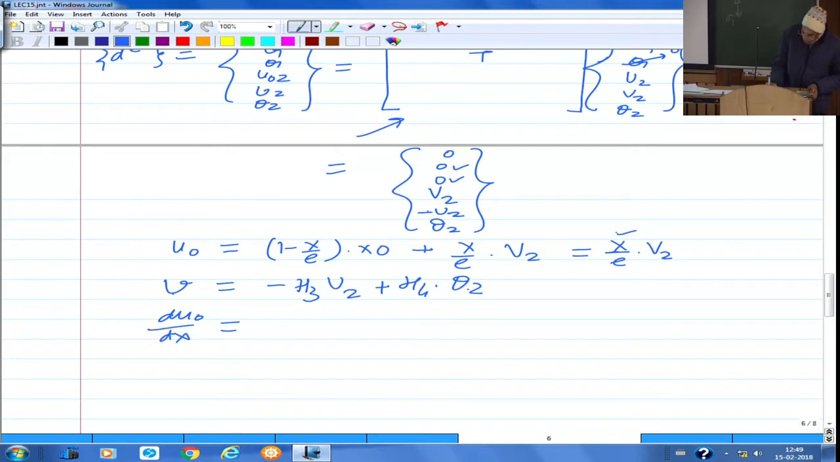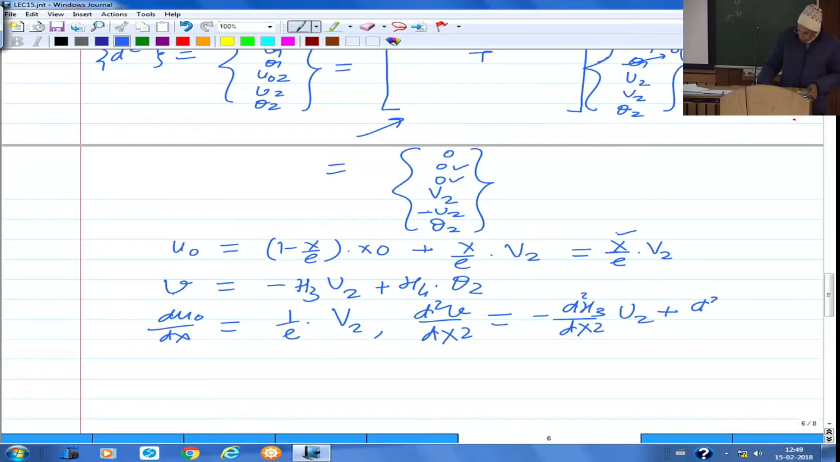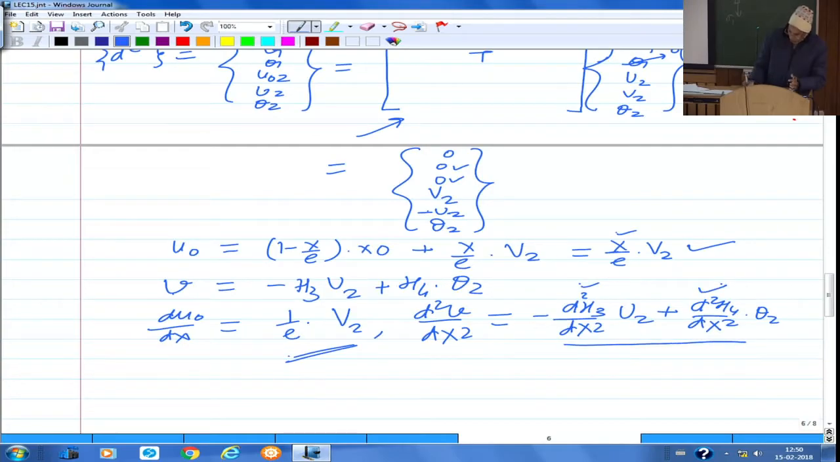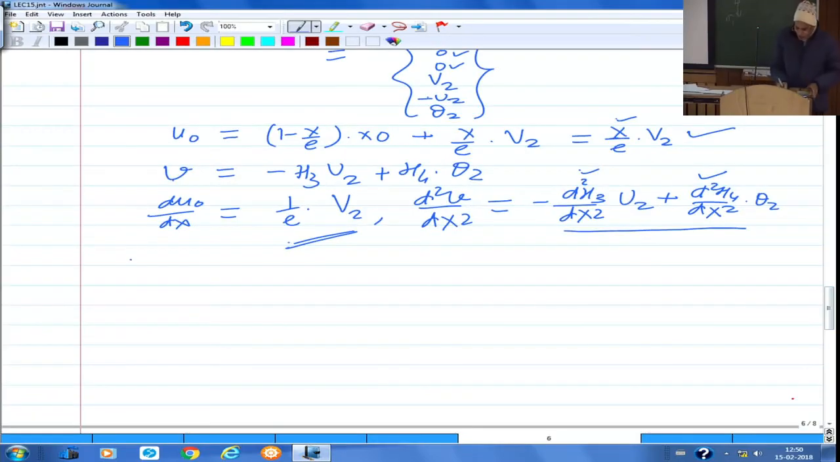Then du naught by dx would be simply, as you see here, 1 by L into V2, and d2v by dx square would be minus d2H3 by dx square into u2 plus d2H4 by dx square into theta 2. So from this you can calculate, let's say at the center of the element, or maybe at the first node itself where you want to calculate the stress, so you put capital X equal to 0. This derivative remains the same because it is independent of capital X. These derivatives are going to be linear functions of capital X. So you calculate these, and then you calculate your strain.